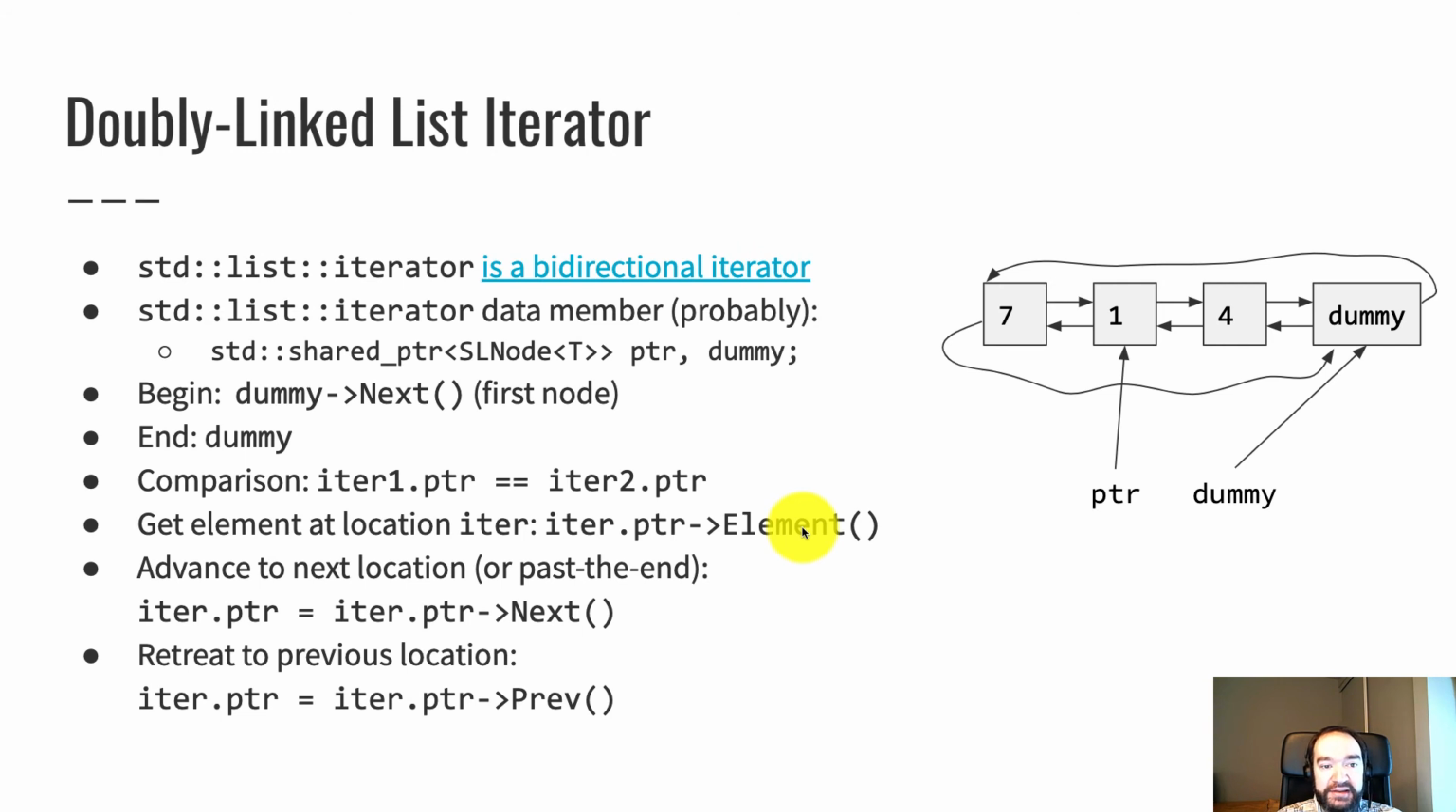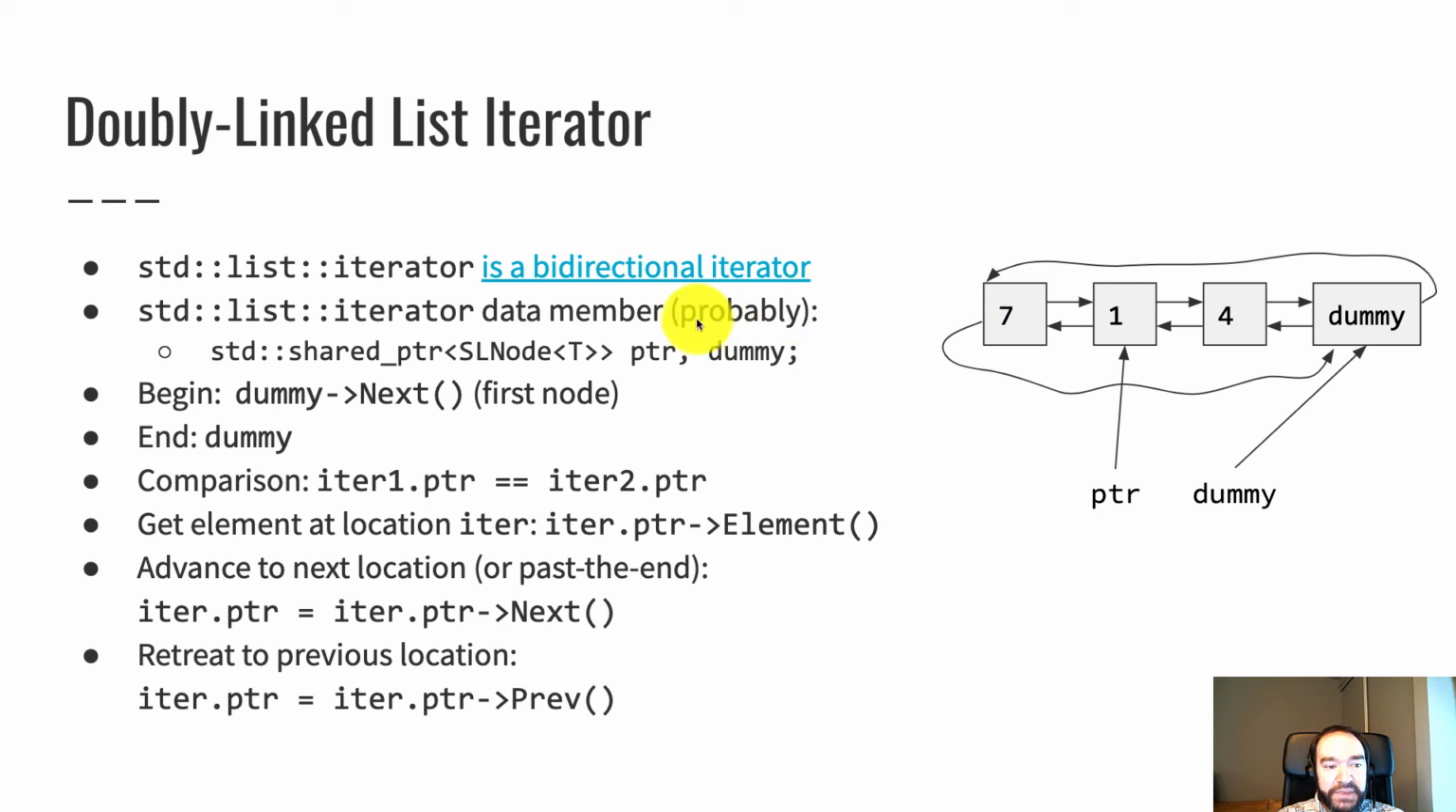A doubly linked list iterator is a bidirectional iterator, so it has all the forward iterator capabilities, but also adds the ability to move one step at a time backwards, or in reverse. And that's because of the prev pointers. The whole point of a doubly linked list is that it has both the next pointer to move deeper into the list and the prev pointer to move backwards, or shallower, into the list.